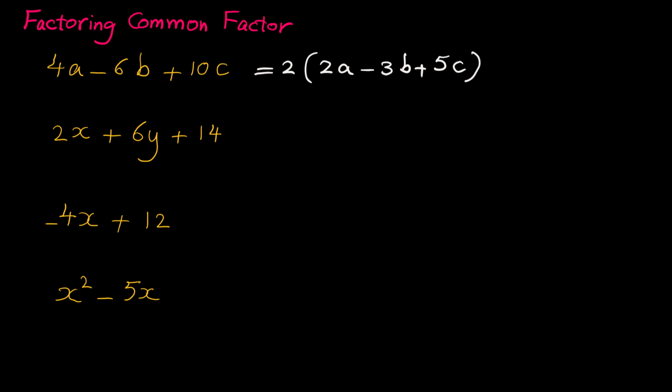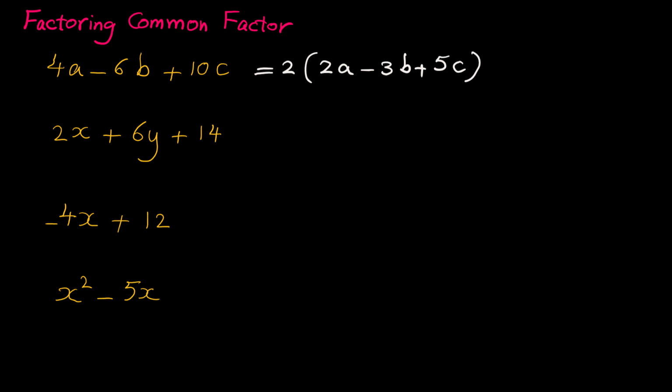Look at the next example. We have 2x plus 6y plus 14. What is the common factor here? Again, look at the numbers 2, 6, 14. The common factor is again 2. So we factor 2.